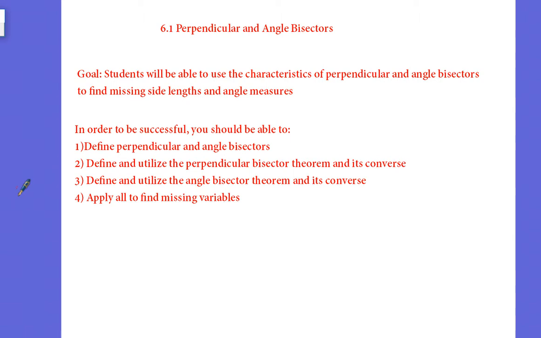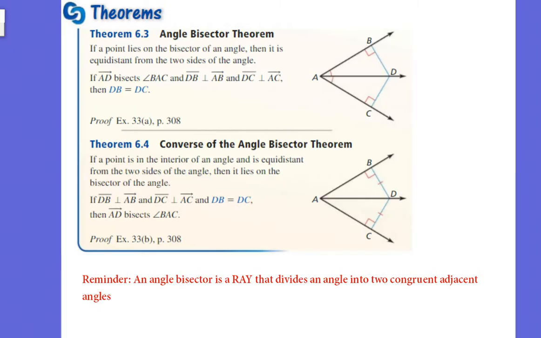All right, ladies and gentlemen, in this video we are continuing our discussion on 6.1. In this case, we are going to be talking now about angle bisectors. So we're staying with the same goal, but in this video specifically, our success criteria is going to focus on defining and utilizing the angle bisector theorem and its converse to find some missing variables and specifically some different angle and side measures. So what is the angle bisector theorem?